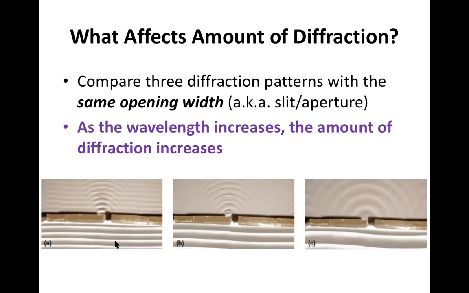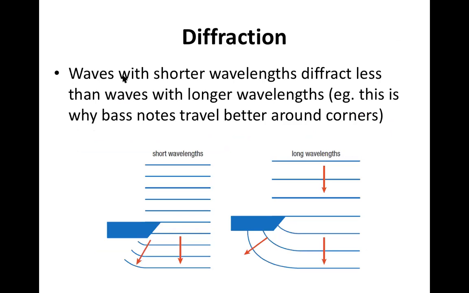So we've got short wavelength, larger wavelength, and larger wavelength. Notice how the diffraction is different. As the wavelength increases, the amount of diffraction increases. Waves with shorter wavelength diffract less than waves with longer wavelength.